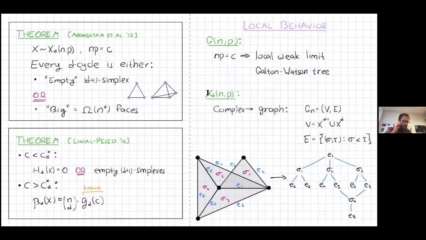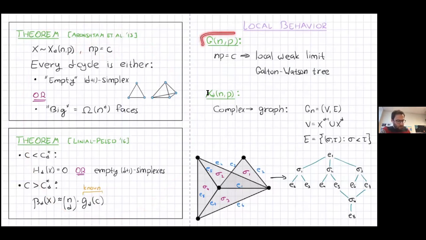And the last thing I want to tell you about is one of the key ingredients in the proofs of both these theorems and other theorems exploring this range when NP is constant and all this kind of phenomena that happened there: looking at the local behavior of the complex in this limit.